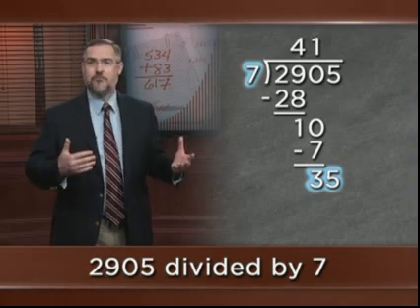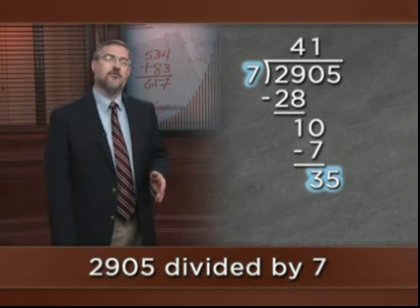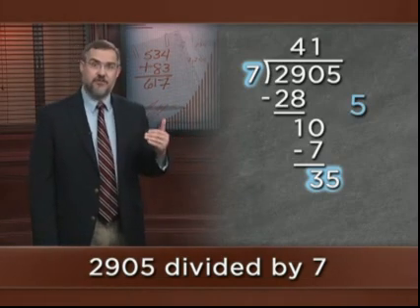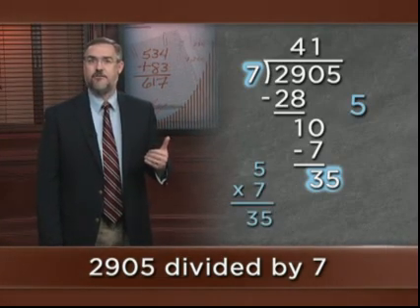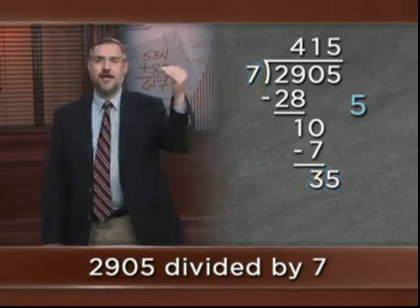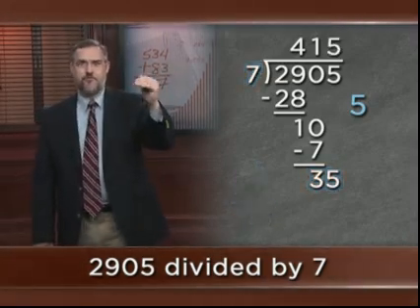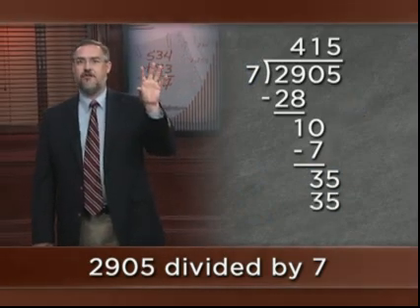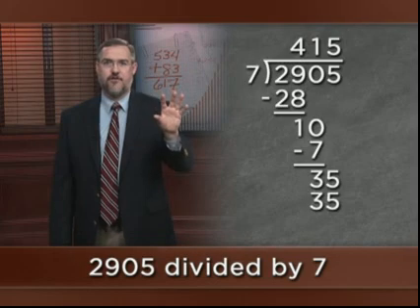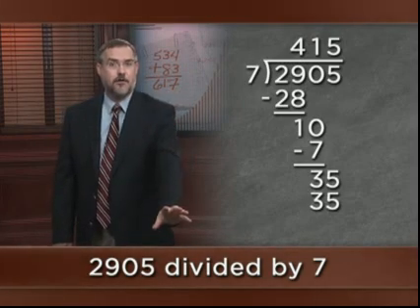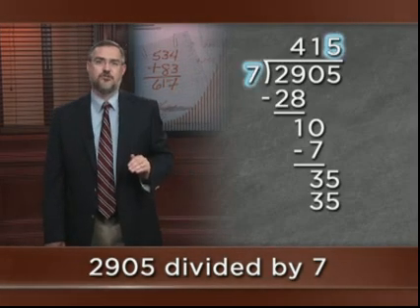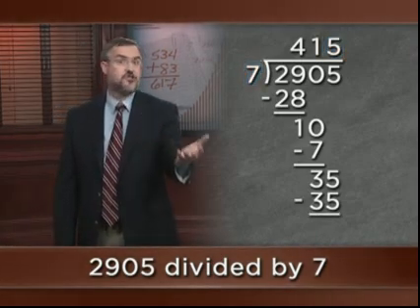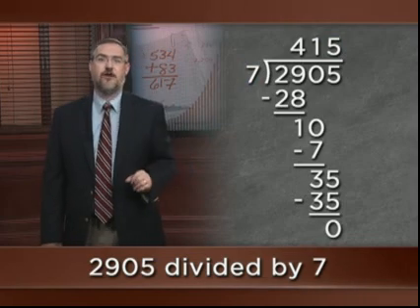How many 7s are there in 35? Well, if I know my multiplication facts quickly, I know that there are 5 7s in 35, because 7 times 5 equals 35. So I write a 5 in my answer after the 4 and the 1 that are already there, and I place a 35 underneath the 35 at the bottom of my work, since 5 times 7 equals 35. Subtraction of those two 35s is going to just give me 0. 35 minus 35 is 0.